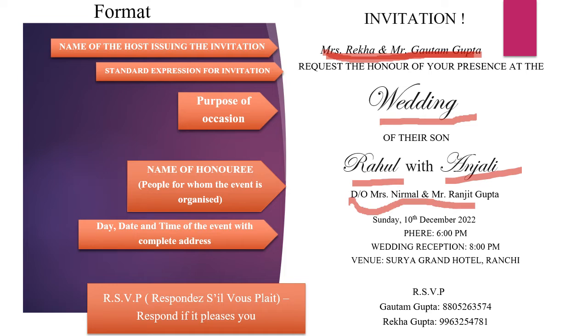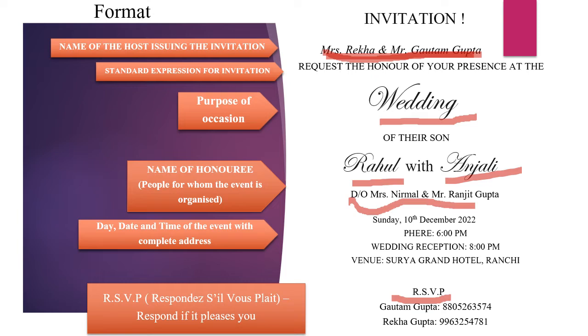Okay, now one more thing you have to remember is at the end of the invitation we write RSVP. This is basically a French word. The full form I have given here. Okay, it basically means a response if it pleases you, or you can say please respond. Okay, so you have to write RSVP and after that you have to write the address or the contact of the host. Okay, so this is how we write an invitation. It is quite easy, right?